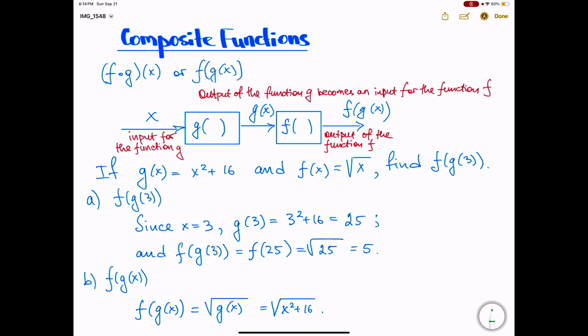Now let's calculate the formula for f of g of x. Since f of input x is equal to square root of x, and g of x is given as x squared plus 16, if as an input for the function f of x we use g of x, then instead of x, we will be plugging in x squared plus 16. Therefore, we will be calculating square root of an expression x squared plus 16. This is f of g of x.